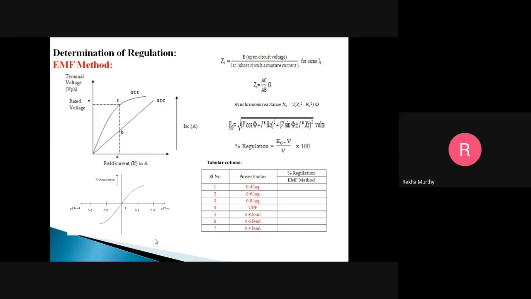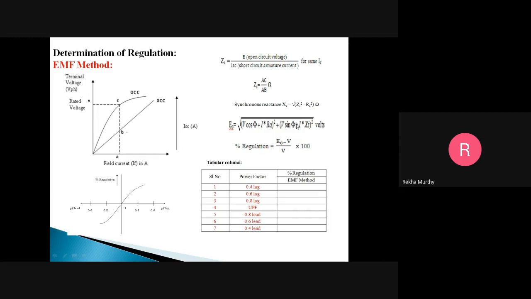This armature resistance will be utilized in the voltage regulation formula, and this is the specimen graph which you will get when you solve the characteristic. Percentage regulation is usually given by E minus V, that is no load minus full load, divided by the full load voltage. The E naught formula is one of the biggest tasks to solve, that is the square root of (V cos phi plus I RA) whole square plus (V sin phi plus or minus I XS) whole square.